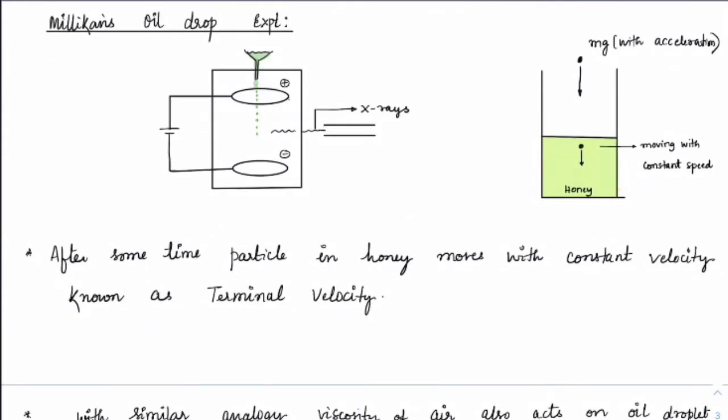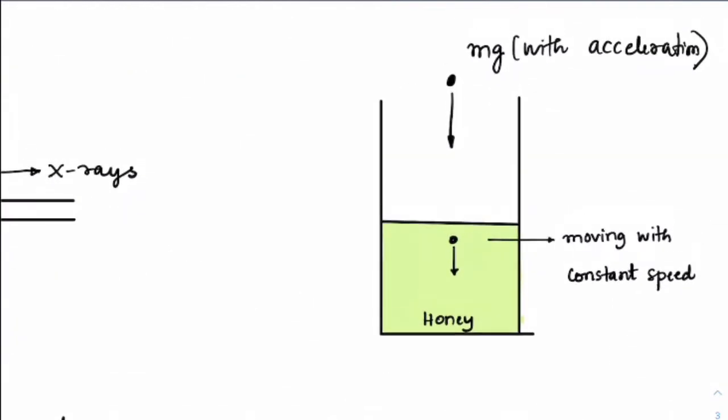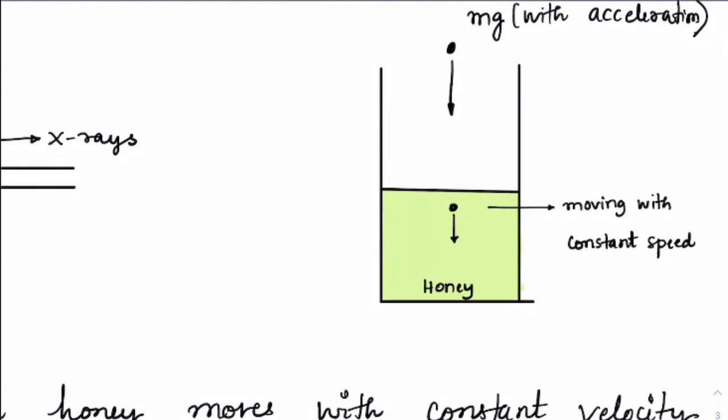Then another important concept you may have come across is Millikan's oil drop experiment, which was the breakthrough for finding out the exact charge of the electron, the exact charge of the proton, and so on. So first of all I want you to understand, if a very small particle, for example a small peanut, is dropped in honey.